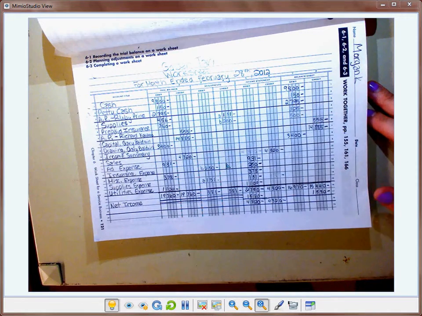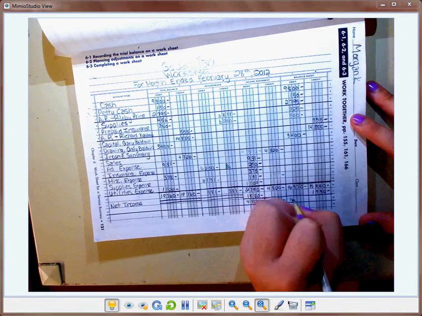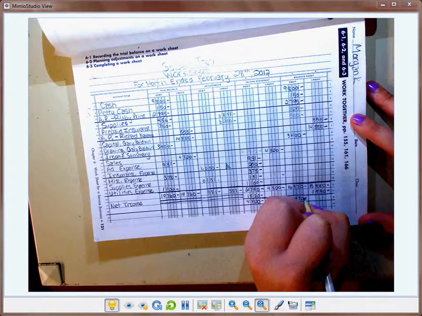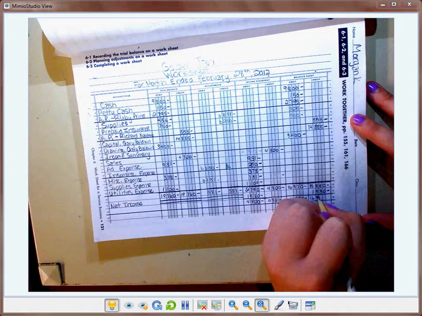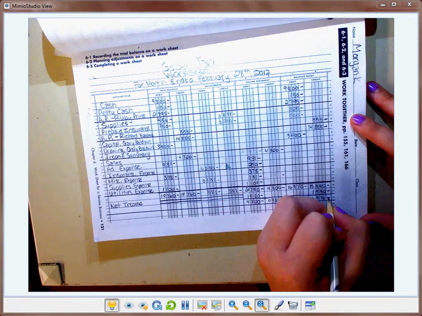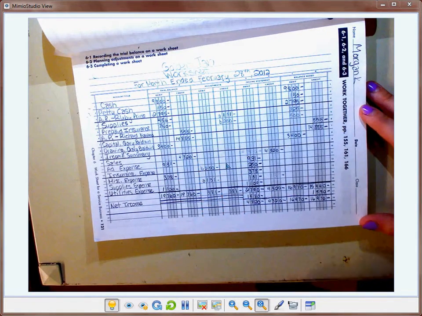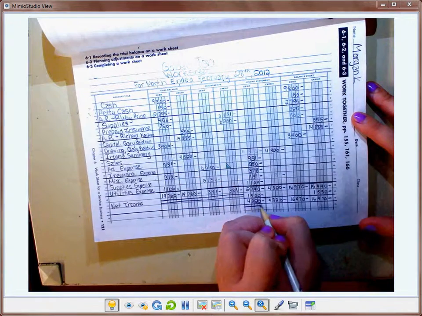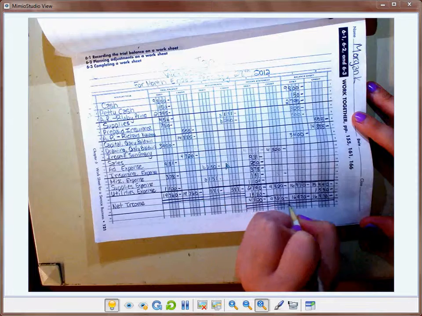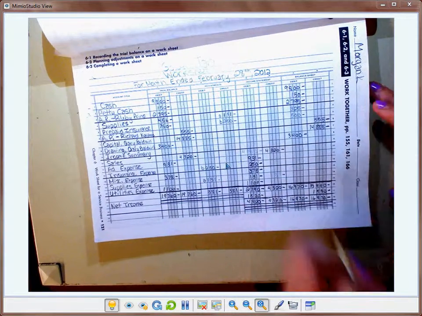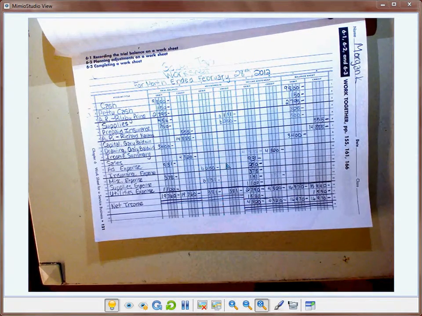Balance sheet debit, just bring that down, 16,970. And then we will add those last two and get the same thing, 16,970. Final thing to do now is double rule underneath those totals because now debits and credits equal each other. Okay, that is the end of that.